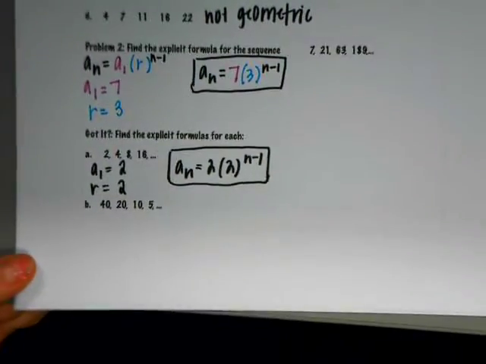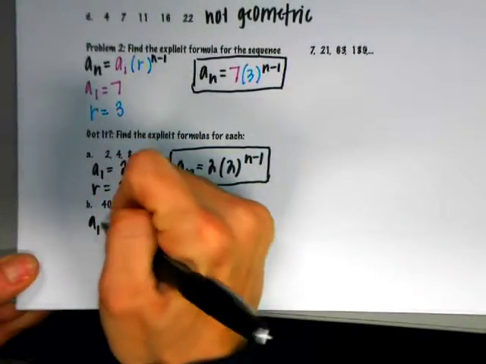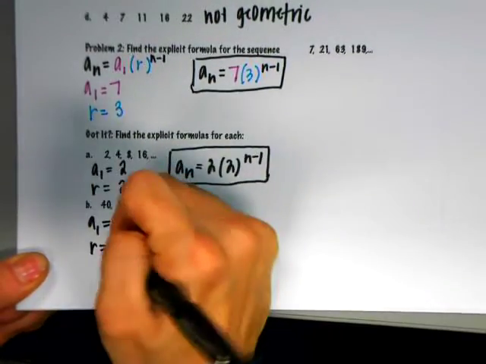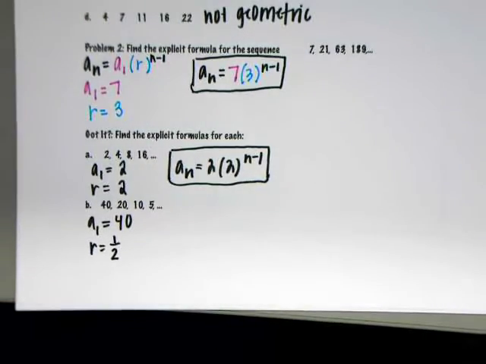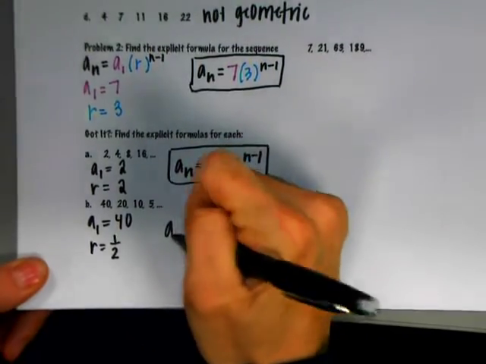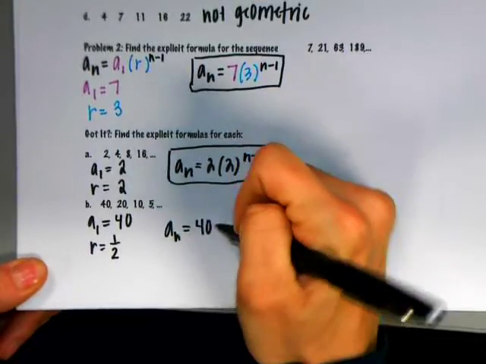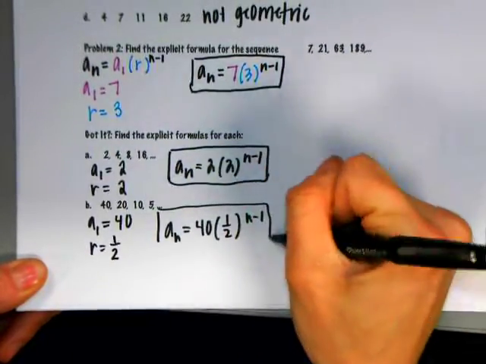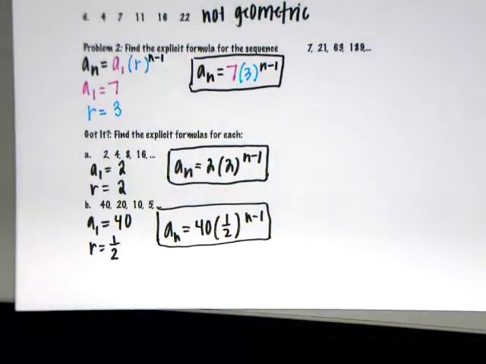All right, and then for the next one, what's my first term? 40, and then what's r? 1/2, yep. So we have to do 1/2 because there's no way to represent division, like to distinguish. So it's automatically multiplication. So if you were to use 2, meaning divide by 2, it's automatically going to be multiplied by 2. So you have to use a fraction, okay? So you'd have a sub n equals 40 times 1/2 to the n minus 1 power. All right, any questions?